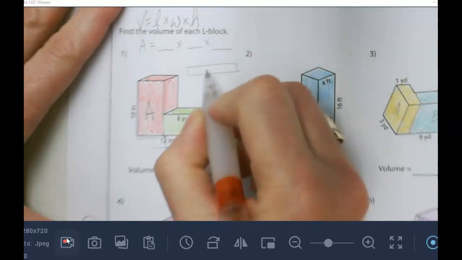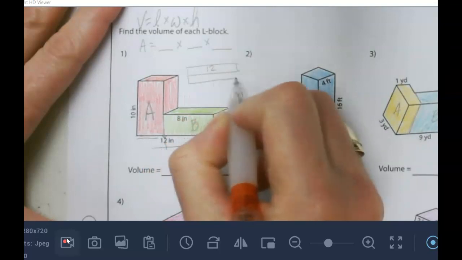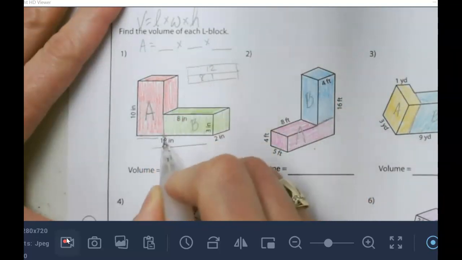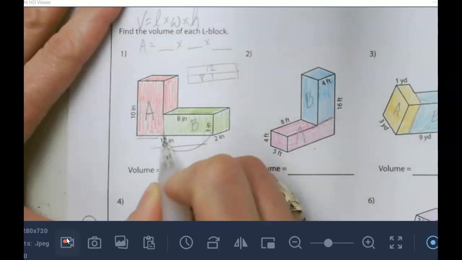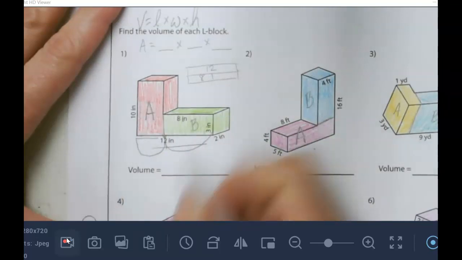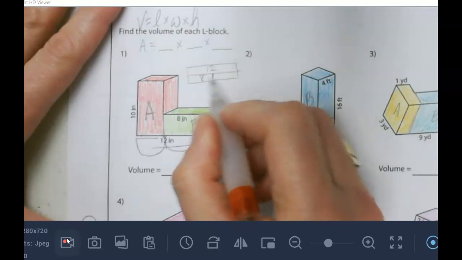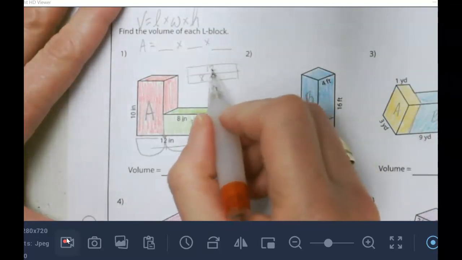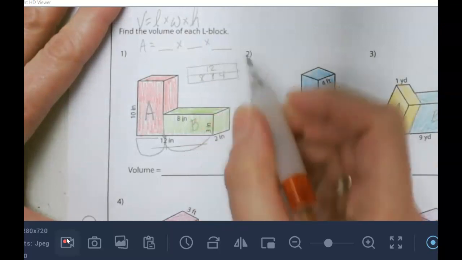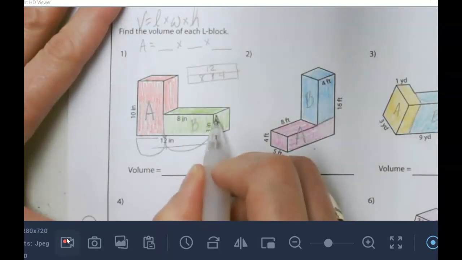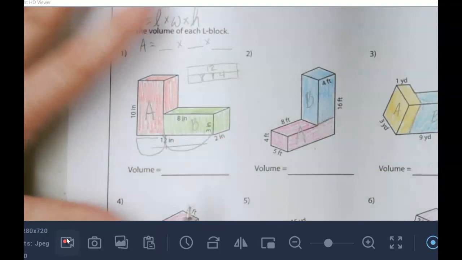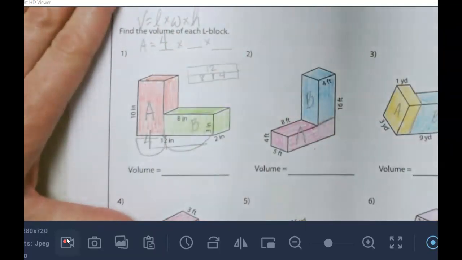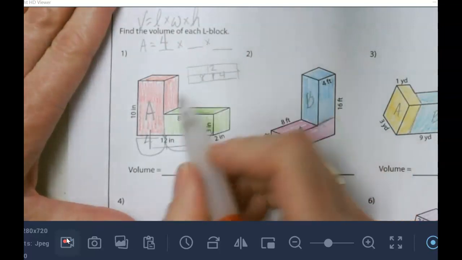So 12 is the whole. One of the parts is 8. This part is the 8. We need to see how much this part is. So these 2 parts equal this whole. So 8 and what equals 12? Well, it's 4. I know this one is 8, so this one is 4. So that's my length. Now I need width.